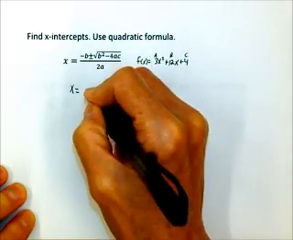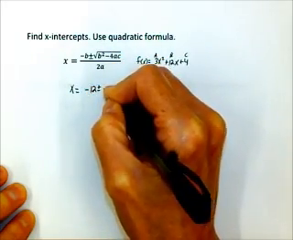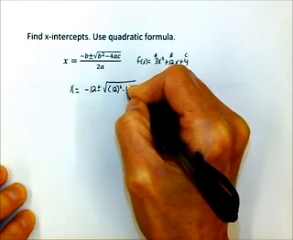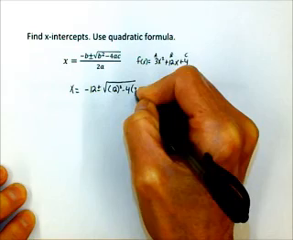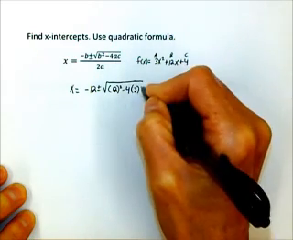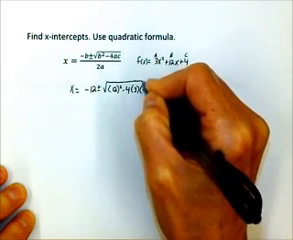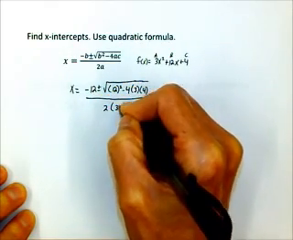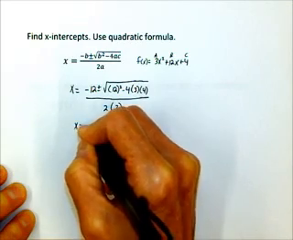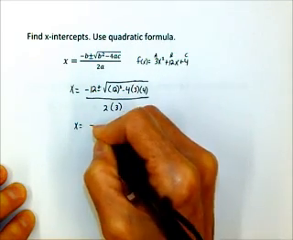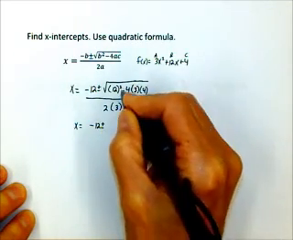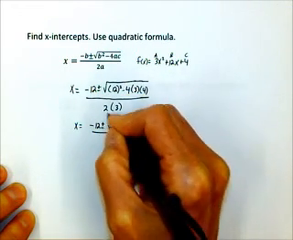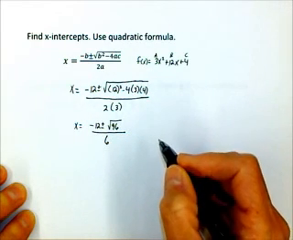So minus b will be minus 12, plus or minus the square root of 12 squared minus 4 times a, which is 3, and c, which is 4, over 2 times a, which is 3. So x equals negative 12 plus or minus, this simplifies to the square root of 96, all over 2 times 3, which is 6.